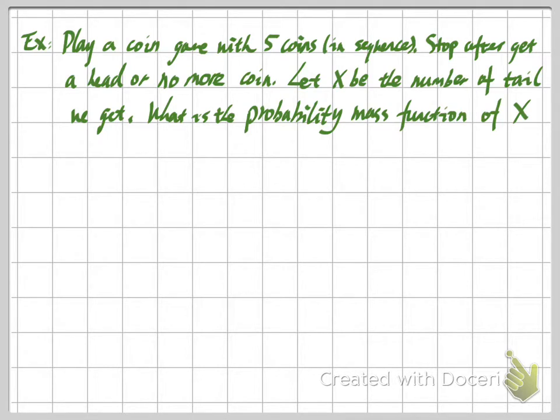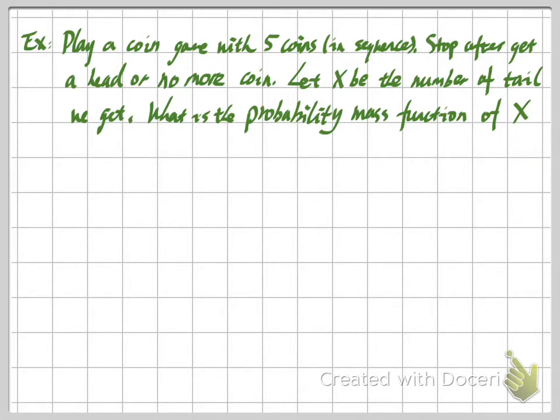Now let me give you an example, and let's use it to explain how to compute the probability mass function when we are given an experiment and a random variable. Assume we want to play a coin game with 5 coins. We will flip them, and for each coin we have two possible results, a head or a tail. In this game, we will stop immediately after we get a head, or when we have finished flipping all 5 coins.